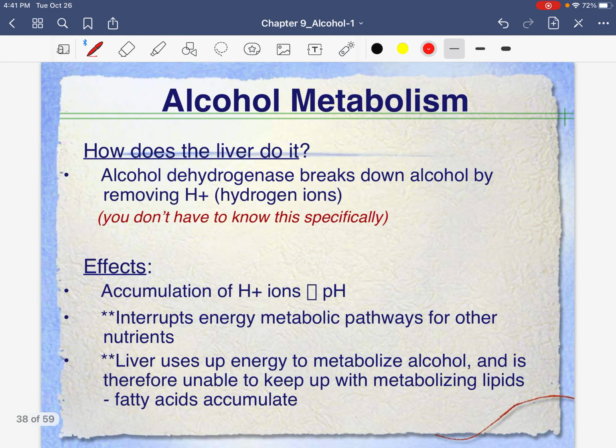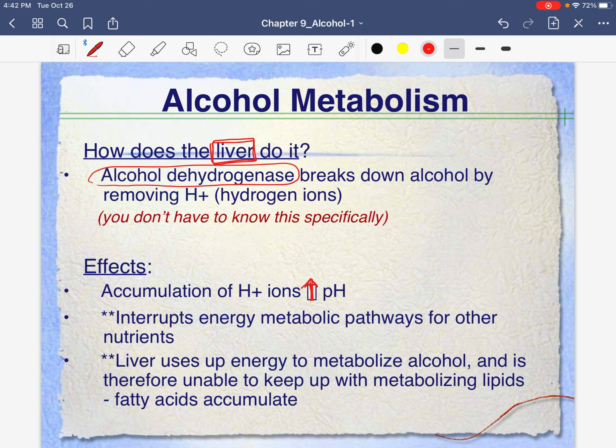Good. How does the liver do it? Well, we're not going to get that specific. That should be an up arrow. Basically, the liver is relying on the activity of this enzyme that we talked about, alcohol dehydrogenase. You don't need to know the specific steps, but I'm just saying at the liver, it is the action of alcohol dehydrogenase.